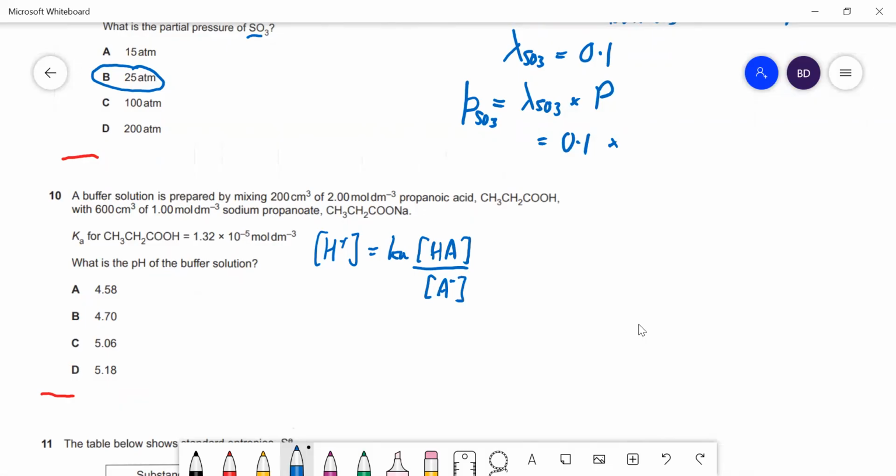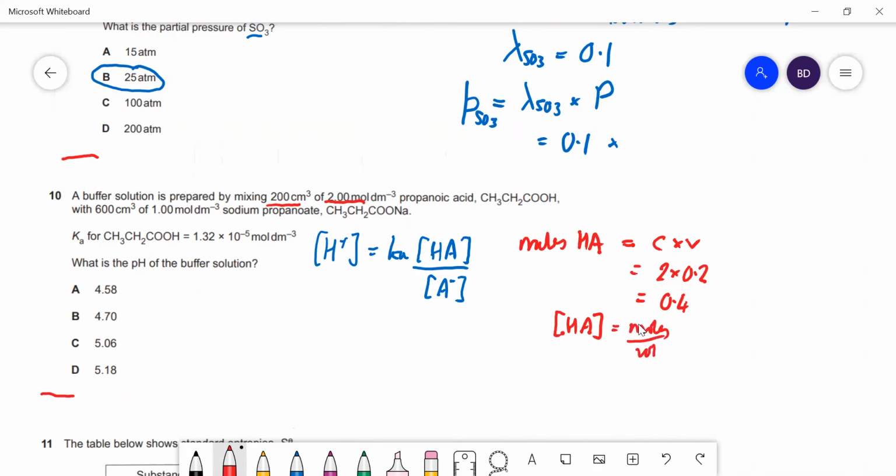Right, now how many moles of HA have we got? Let's do moles of HA in this mixture. We're going to work it out by concentration times volume. We've got concentration 2 and volume 0.2 dm cubed. 2 times 0.2 is equal to 0.4 moles. So the concentration of HA is going to be the moles over the volume, and we're going to call the volume V. They will cancel out. So we're going to put 0.4 over V into there.